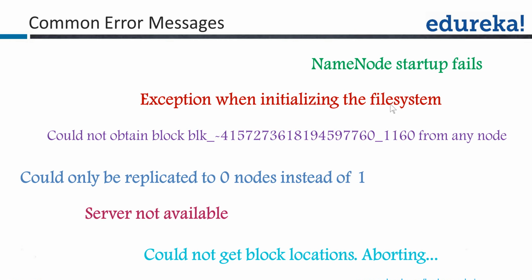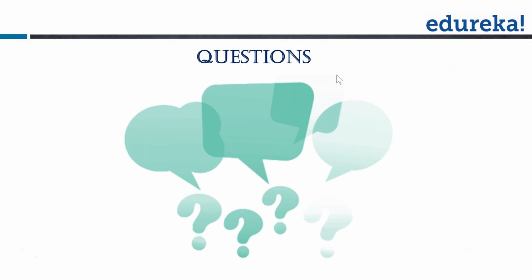Exception when initializing the file system, because your file system is already there or already corrupted, or it might be that it's not properly built. Could not obtain block, because your blocks are corrupted, or there are no blocks of this particular name, or you're not able to get the block locations because your data node is not up and running at that point of time. A lot of such things can happen when the cluster is already running and the users are running their jobs. So these certainly will happen.